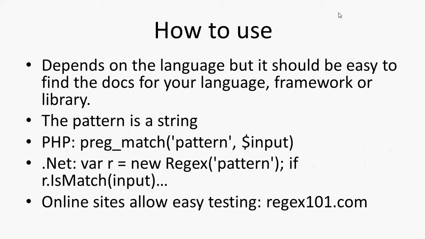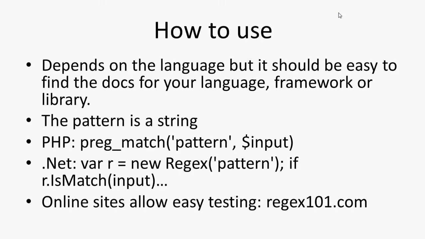So how do we actually use these regexes? Well, it does depend on the language, but it should be fairly easy to find the documentation depending on what language you're using. The pattern that you're building up is really just a string with loads of codes in it, and we'll see some examples in a second. In PHP, preg_match is basically the PCRE regular expression match function, and it returns an integer, but it's effectively used as a Boolean to say, does this pattern match this input?